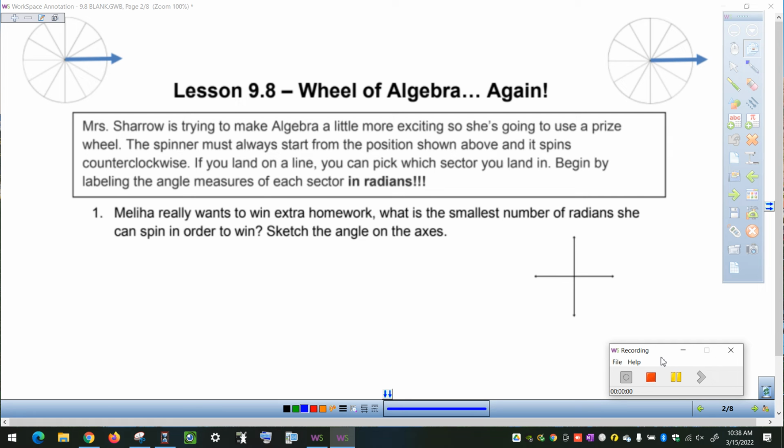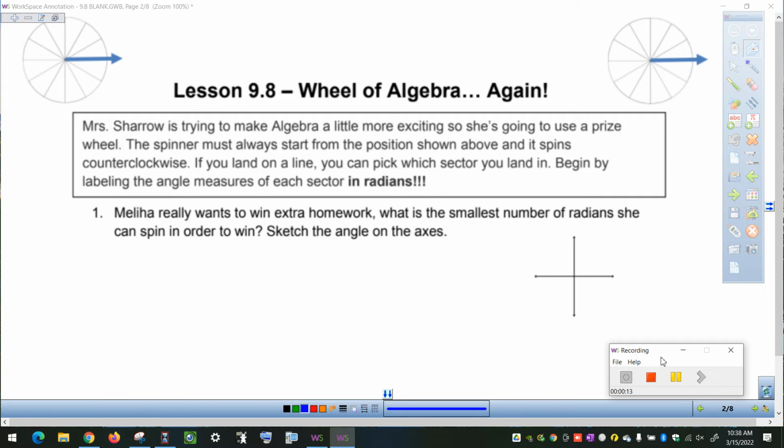9.8, we are taking a look at the wheel of algebra again. So you'll see here that I gave you the same spinner wheel that we looked at last week. I'm giving you a new copy today because the way that we labeled it is going to be all in radians rather than degrees. So we're going to be coming at this from a little different angle. We measure angles. So again, I'm trying to make algebra a little bit more exciting, so I made this prize wheel. And the same rules that we had last week are going to apply today as well.